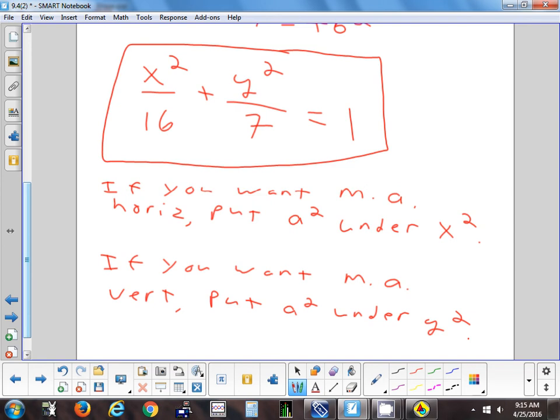Any question on that? Okay, it takes a little practice to get used to conic sections, but once you get used to it, it's not too bad. You're really just plugging stuff into a formula.